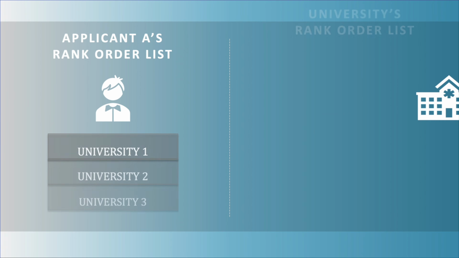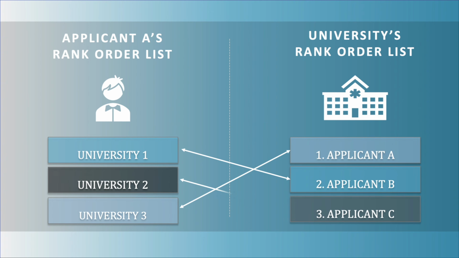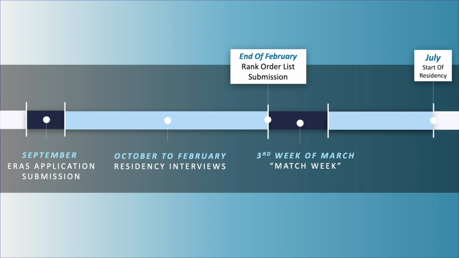The hospital would also rank the students. And then there's an algorithm that matches you. So on the third week of March, these results are out, and this is known as Match Week. And on Match Week, people get to find out where they've matched into residency. And that's all it takes. Your residency starts in July.